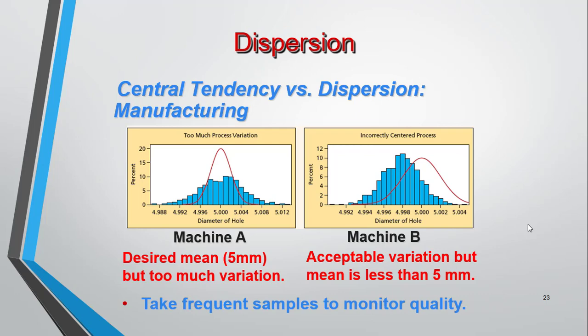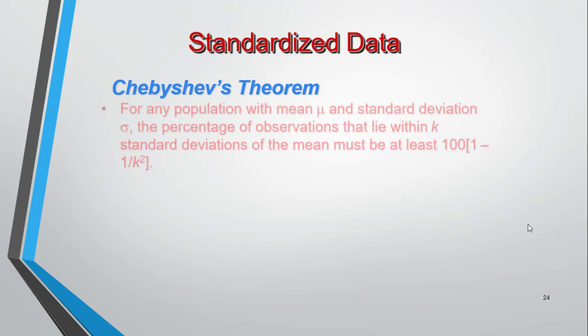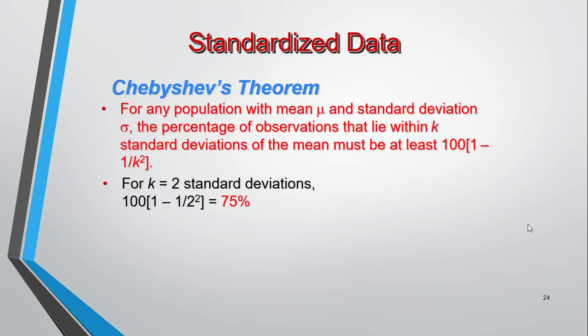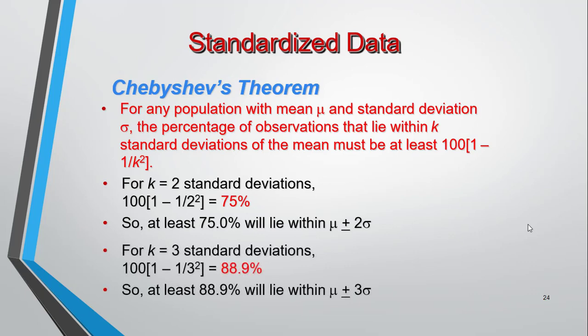Okay, there is a theorem in statistics called the Chebyshev theorem. What the theorem says has to do with standard deviation. It says that for any population with a mean of mu and standard deviation of sigma, remember this is for a population, the percentage of observations that lie within k standard deviations of the mean must be at least 100 times 1 minus 1 over k squared.